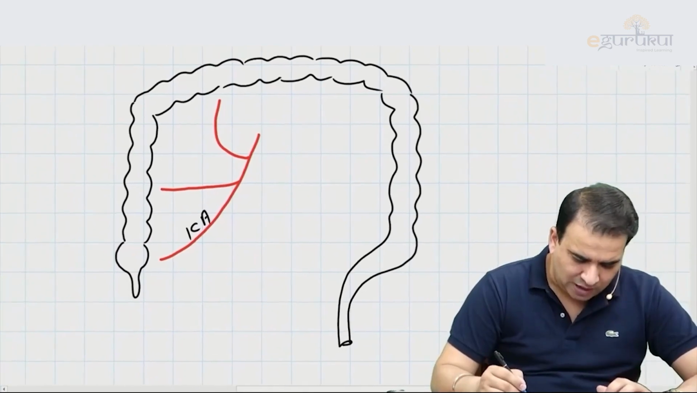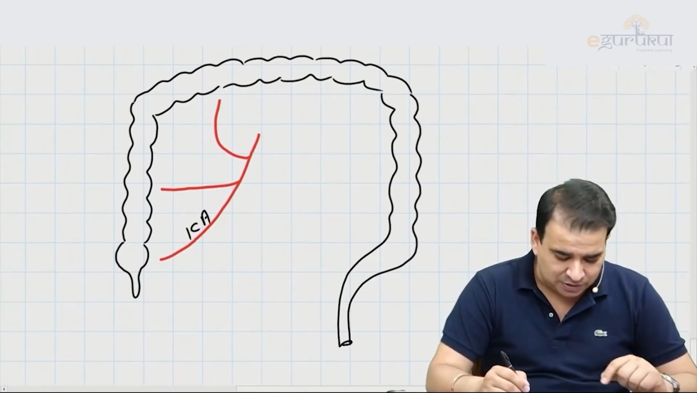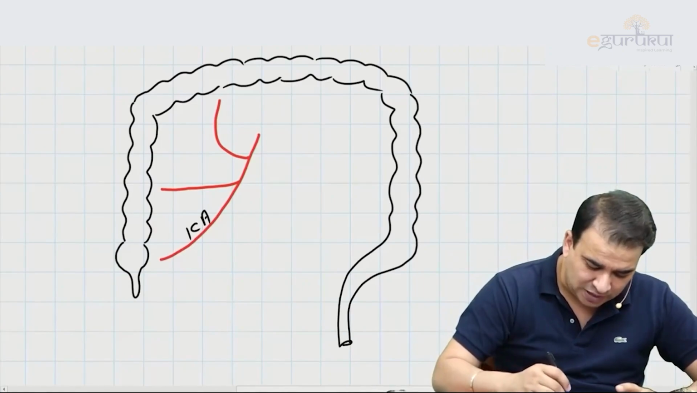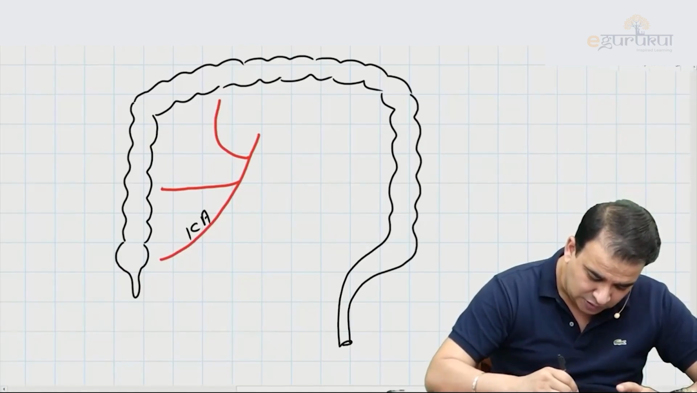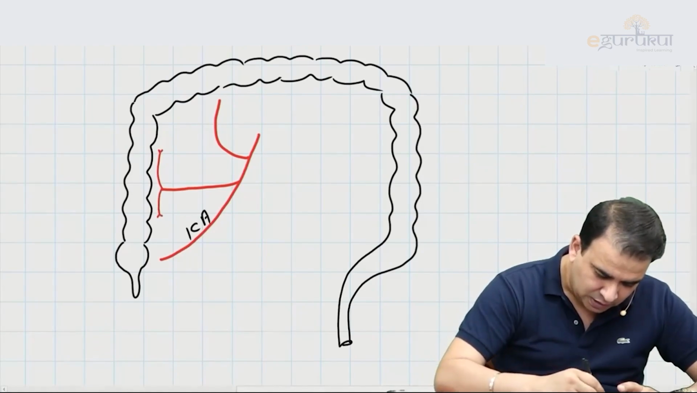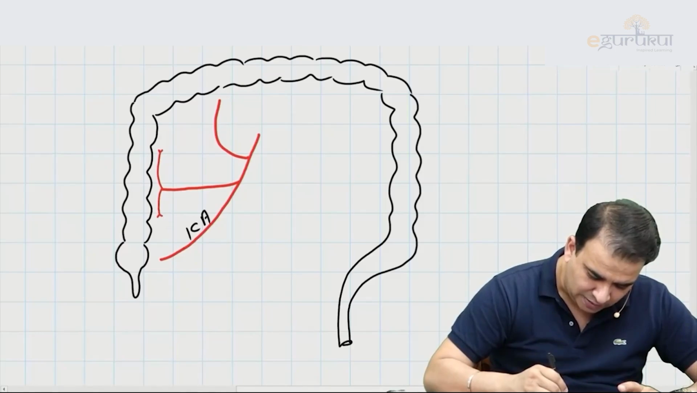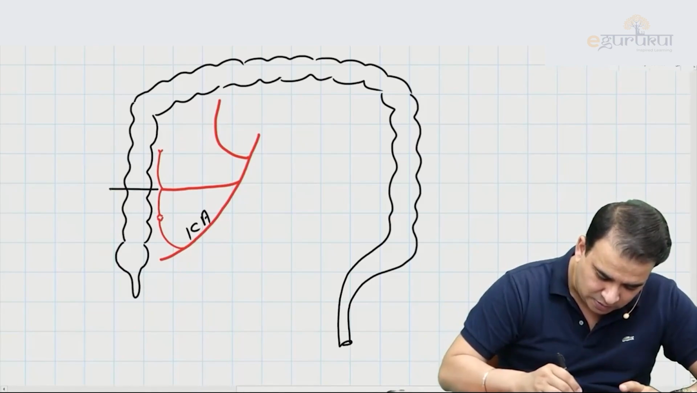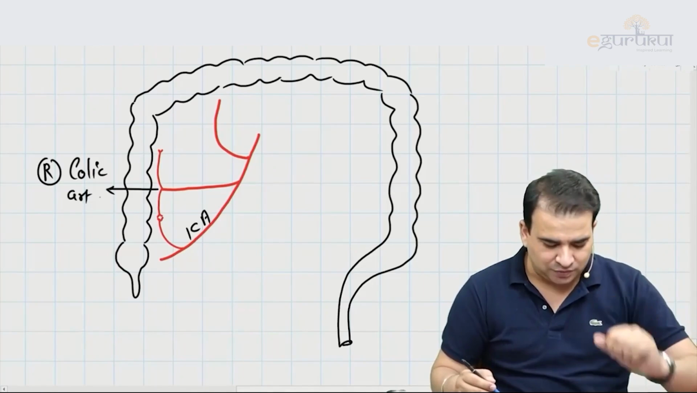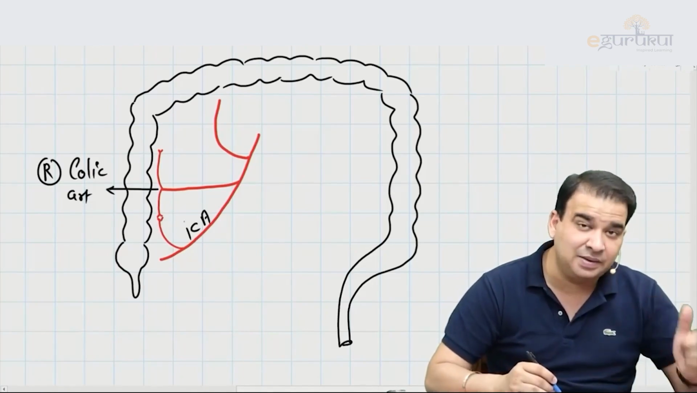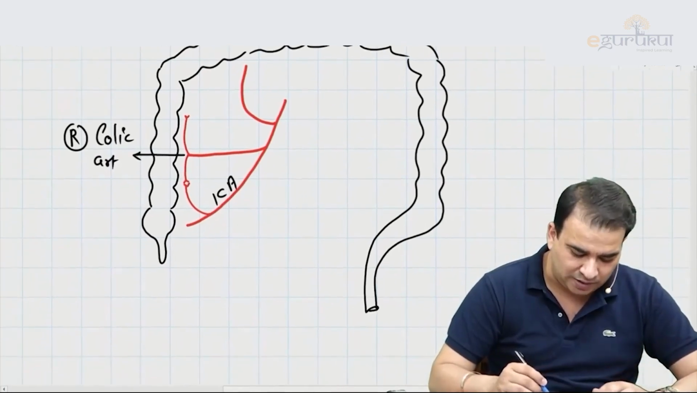Now, when you see the ileocolic artery, I said it gives off an ascending branch and a descending branch. To understand the ascending and descending branch, first look at this right colic artery. The right colic artery also gives off an ascending branch and a descending branch. So the ascending branch of the ileocolic artery will anastomose with the descending branch of the right colic. That is the right colic artery here. And you can see one descending branch of the right colic artery anastomosing with the ascending branch of the ileocolic. I'm writing IC, that is ileocolic artery.